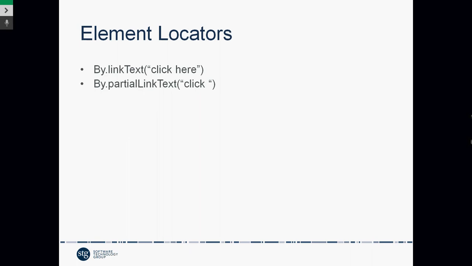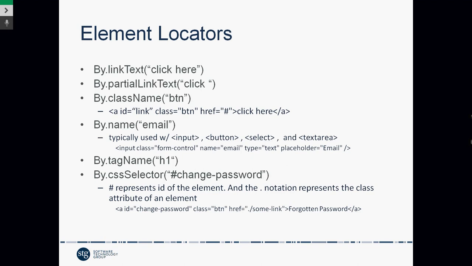Your element locators. You can locate by link, by partial link, class name. Class name would just be a BTN in that example. You can do by name. That's mostly used for inputs, buttons, select, text areas. By tag name, whether it's H1, H2, HTML, or by CSS selector. This one here with the hash represents the ID of the element.